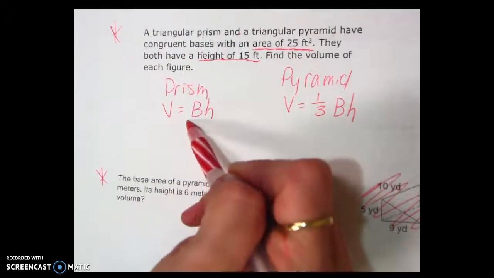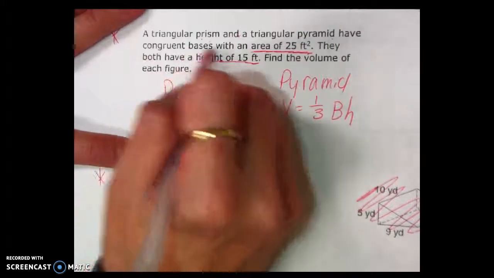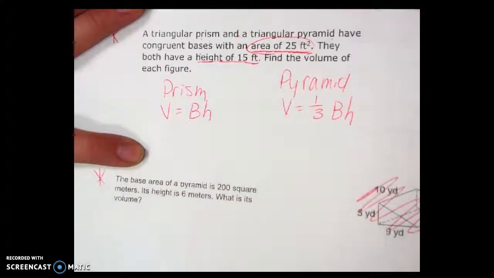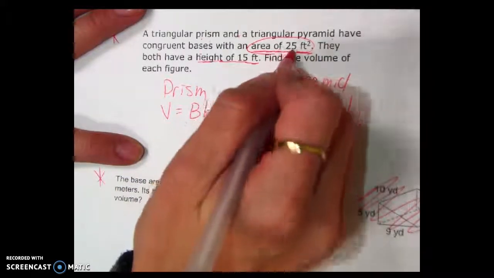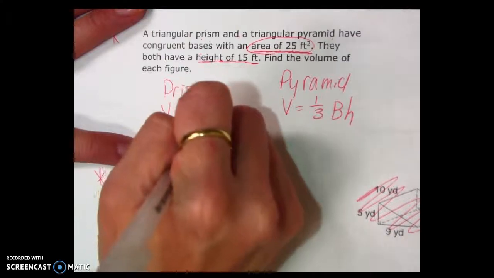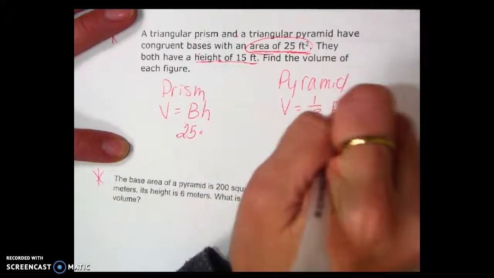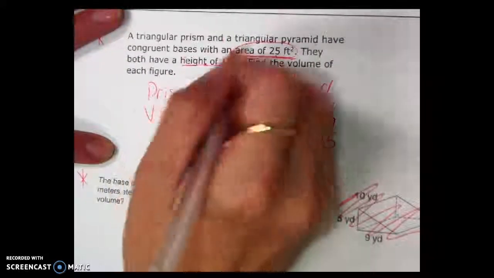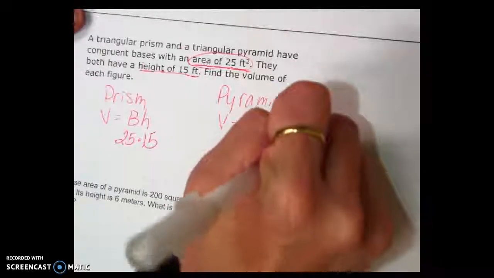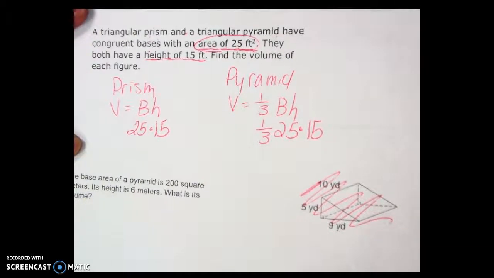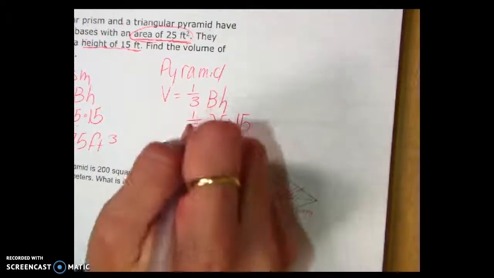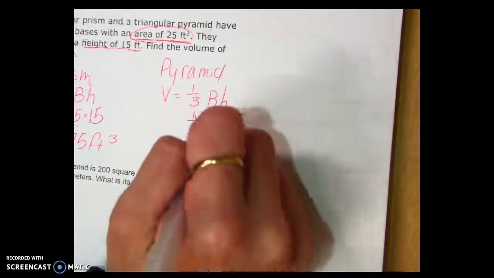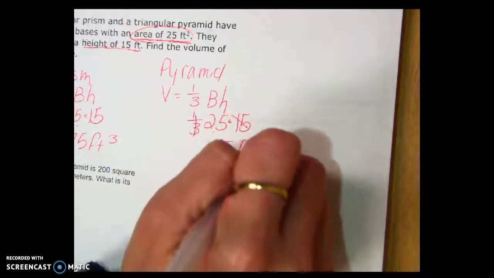Now this one's a little bit different than the one in the front because this says the bases have an area of 25. So we don't have to go off to the side and find the area of the base. They already give it to us. It's 25, so I just have to plug in a 25 for the base. I can do that on both. And then the height is 15, so I'll plug in a 15 for the height. So now I just multiply those two and get 375 feet cubed. For the pyramid, I'm going to take 1/3 of 15, which is 5, times 25 would be 125 feet cubed.